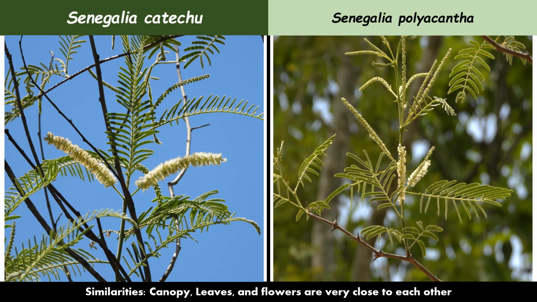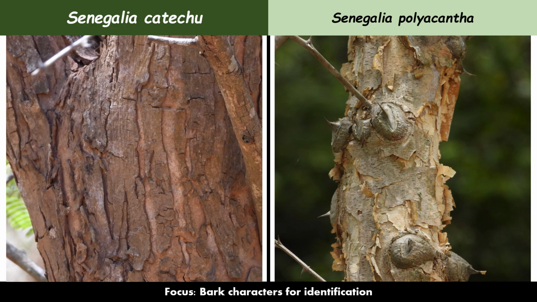Acacia catechu and Acacia polyacantha. Most of the time, people misidentify Acacia polyacantha, or Senegalia polyacantha, as a shami plant. But this is not shami, because shami has mythological importance. So people want the shami plant in their temple premises, but always misidentify. And if you observe the bark character, Acacia catechu and Acacia polyacantha are completely different.